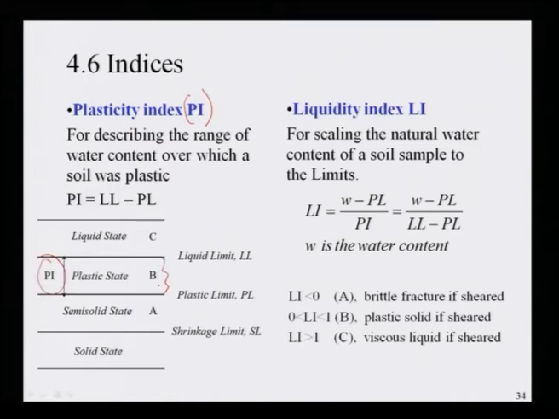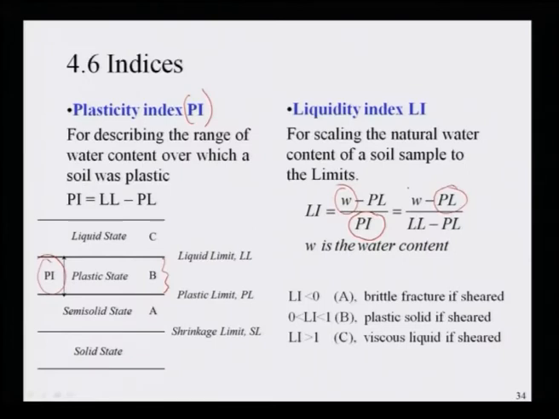Similarly, the liquidity index, or LI. Liquidity index relates the natural water content of the soil sample to these limits. It can be calculated as W minus PL divided by liquid limit minus plastic limit, that is the plasticity index. W is your natural moisture content, or the water content the soil has. PL is your plastic limit.